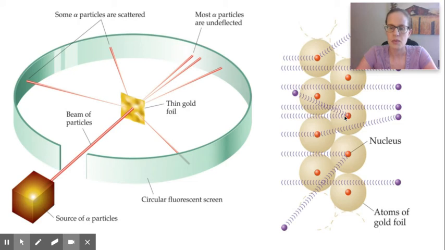And remember that these alpha particles have a positive charge because they're just protons. They're 2 protons and 2 neutrons. And protons have a positive charge.